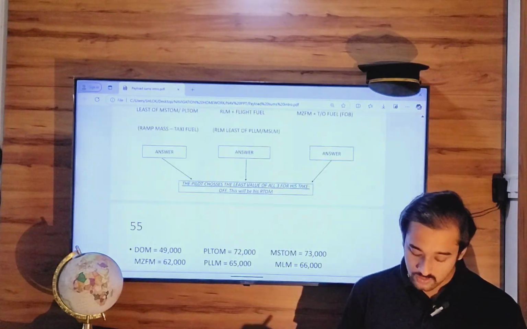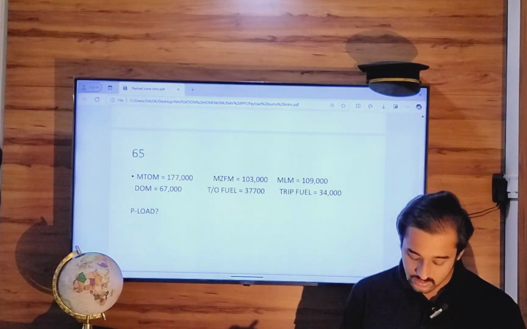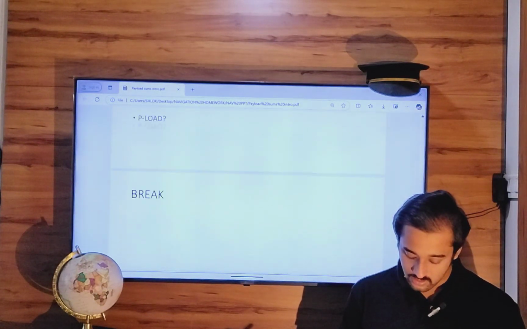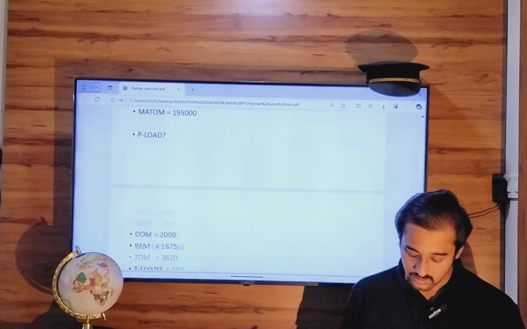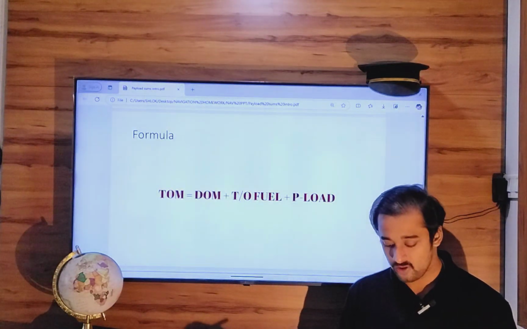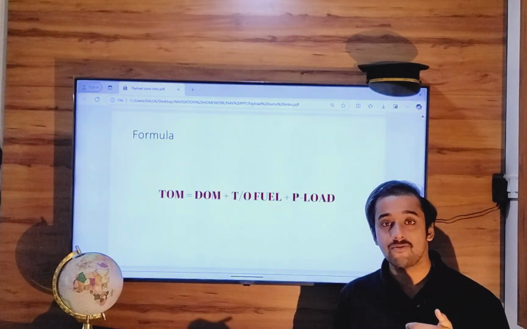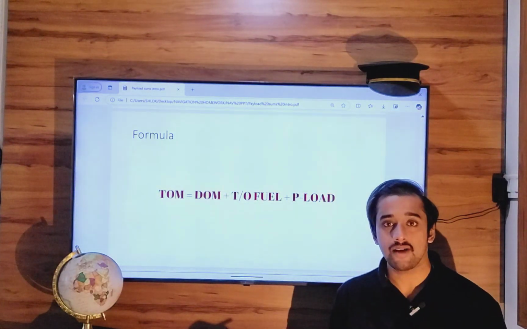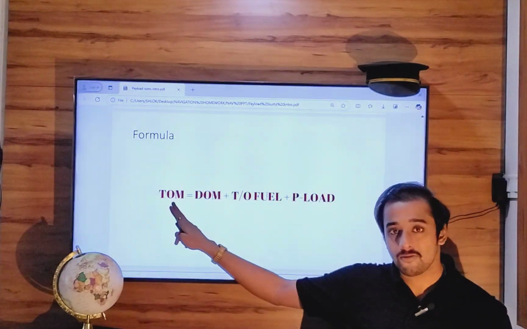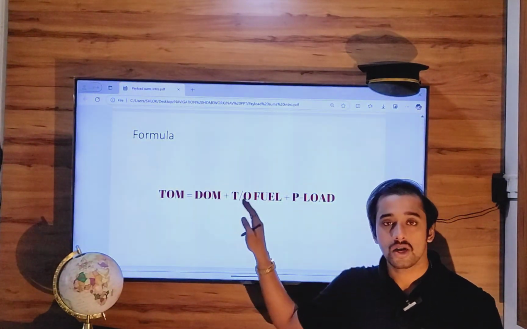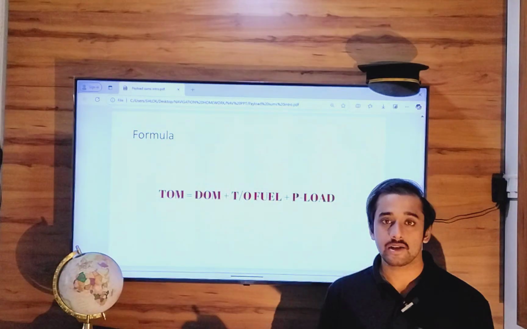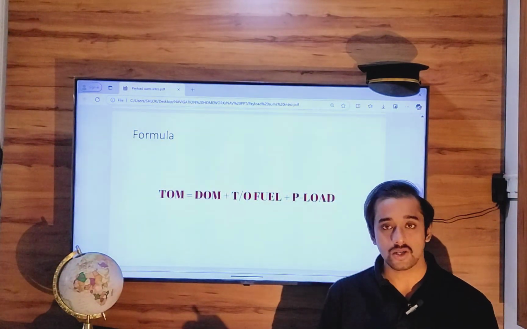In your step number 2, you are going to use the formula that we always use, which is takeoff mass equals dry operating mass plus takeoff fuel plus payload. Now in step 1, you get 3 takeoff values. Out of those 3 values, you select the lowest, and that lowest value you will put in place of takeoff mass. Dry operating mass will be given to you. Takeoff fuel or fuel on board will also be given to you. And when you know these three values, you can easily calculate the payload, the traffic load. So this is your step number 2.